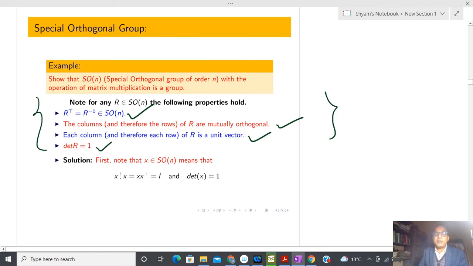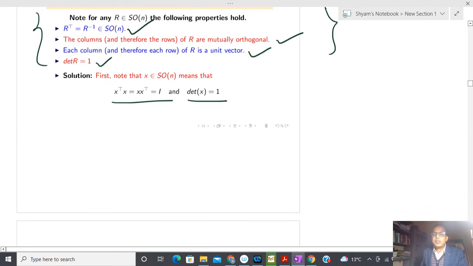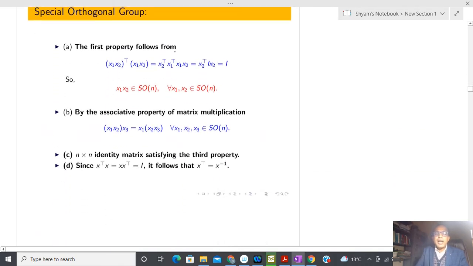It means that whenever something is from a special orthogonal group, R transpose R equal to identity, because this is what this expression is telling. So this relation is satisfied, and determinant of x equal to 1, by the property of this definition. With the help of this, now I am going to show something more, starting with the first property.